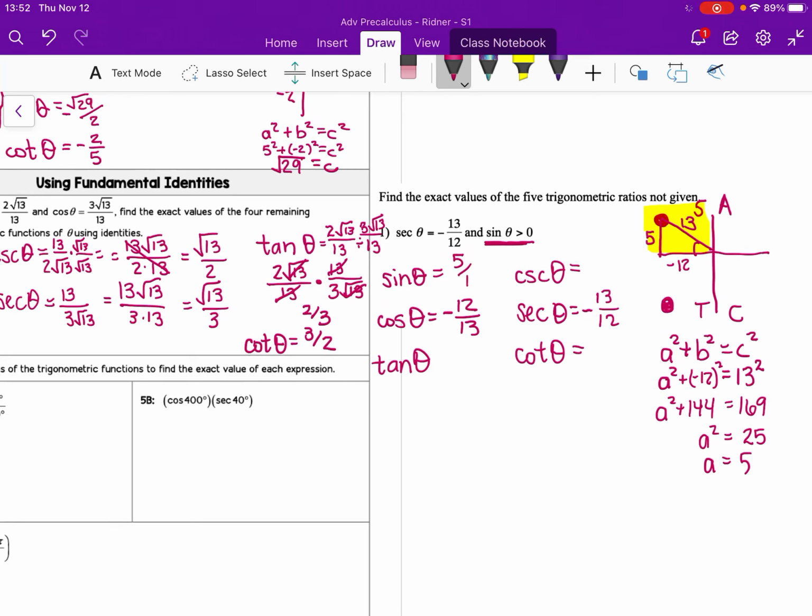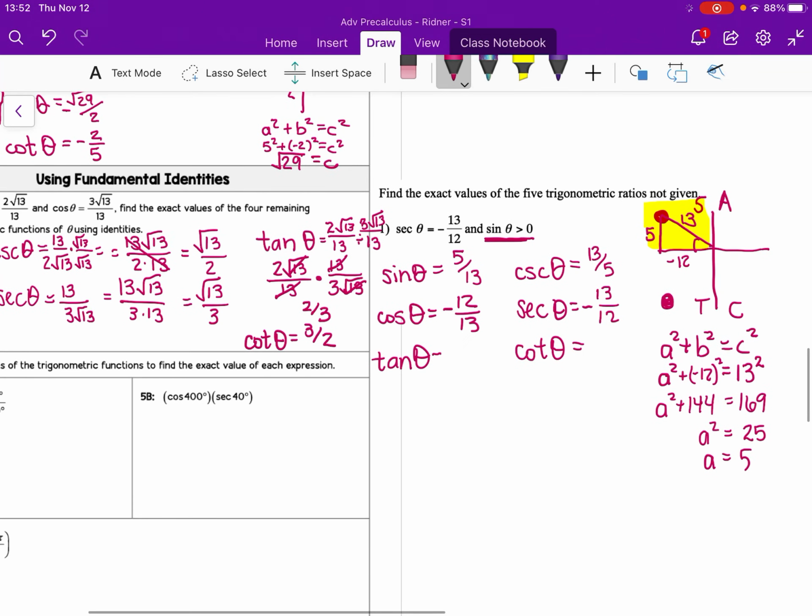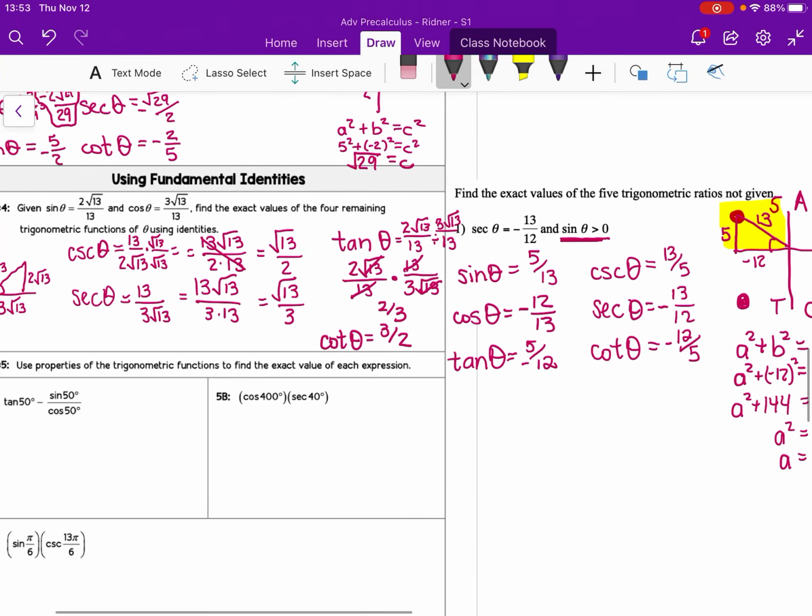So sine is 5 over 13, which means that cosecant is 13 over 5. Tangent is opposite over adjacent, which means cotangent would be adjacent over opposite. One last thing, it is in quadrant 2, so I'm going to make sure that sine and the reciprocal are positive and everything else is negative.